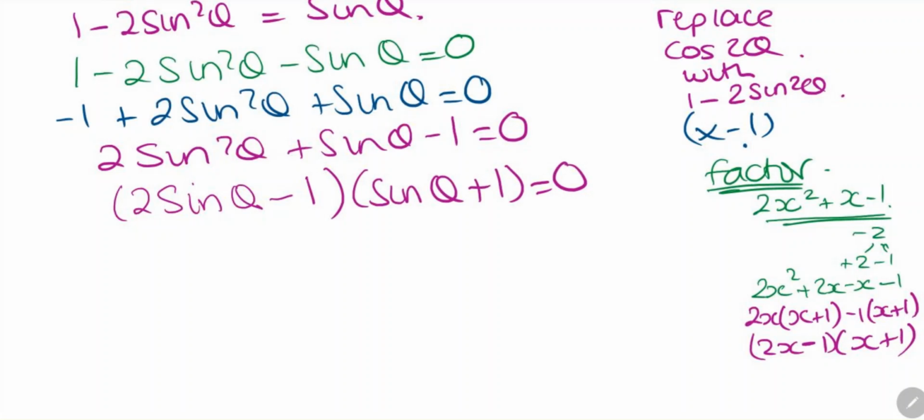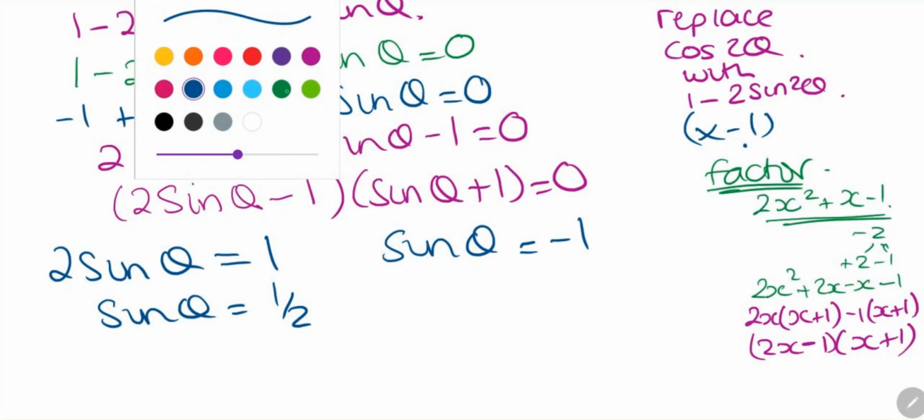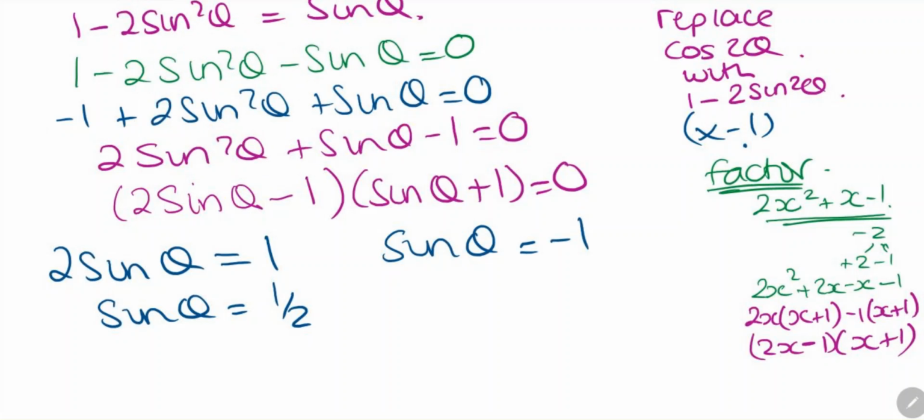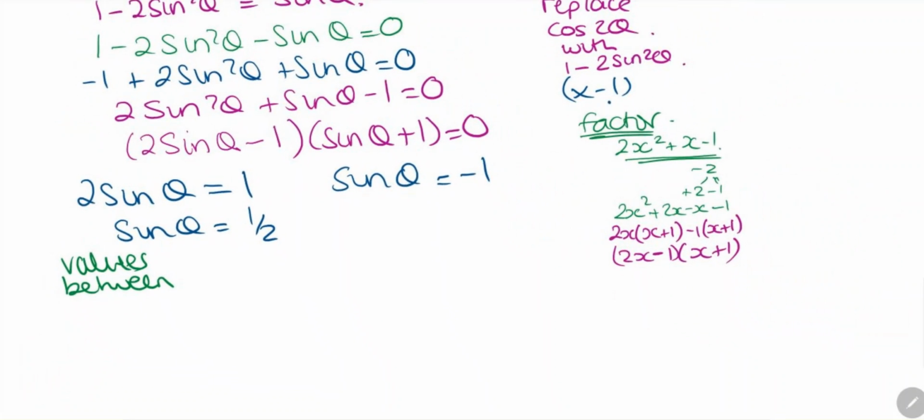Now I can take my equation separately. So 2 sine theta is equal to 1 and sine theta is equal to minus 1. So I'm going to divide by 2, so we have a half. So let's have a look at our values. The question says our values are between 0 and 180 degrees.